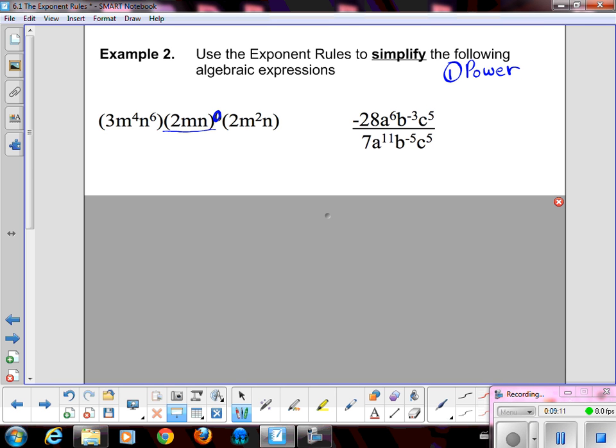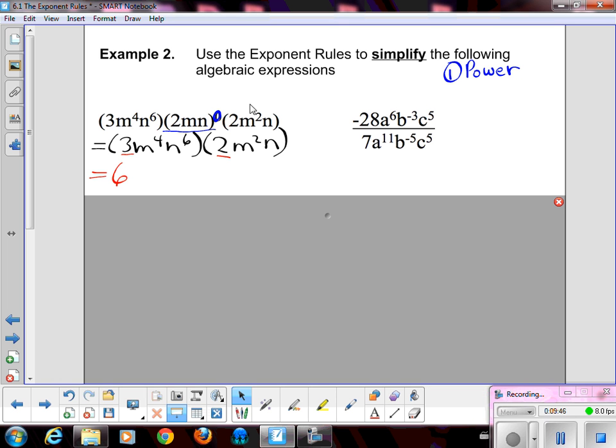So the first thing I'm going to do is replace that 2mn. I'm just going to make it disappear because it equals 1. So I have 3m to the 4th n to the 6th times 2m squared n. Now, if I look at just the number portion, I can see I have a 3 and a 2. The 3 and 2 are not like bases, so the only thing I could do with those is multiply those. So 3 times 2 is 6. So I could put 6.